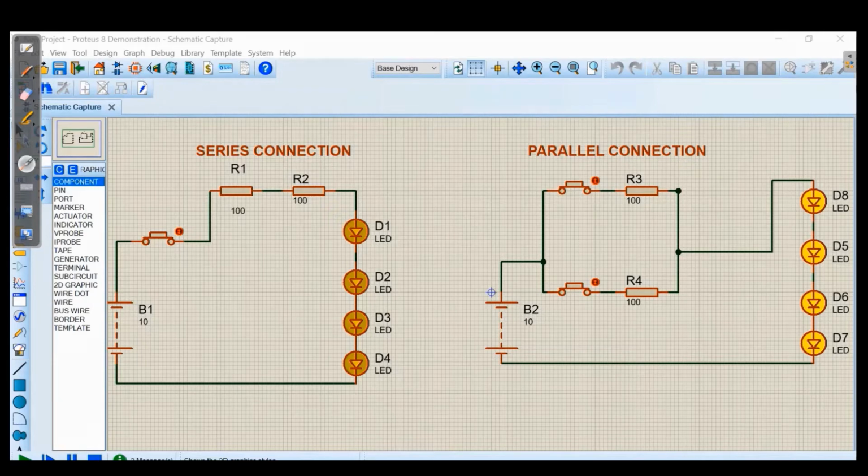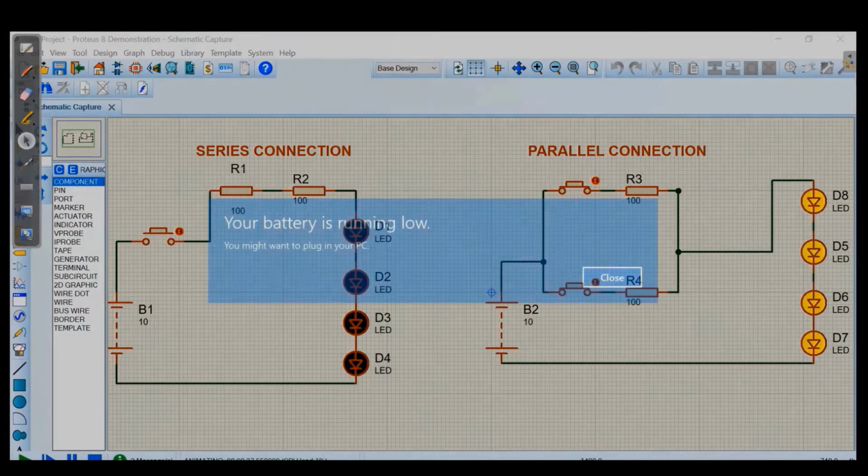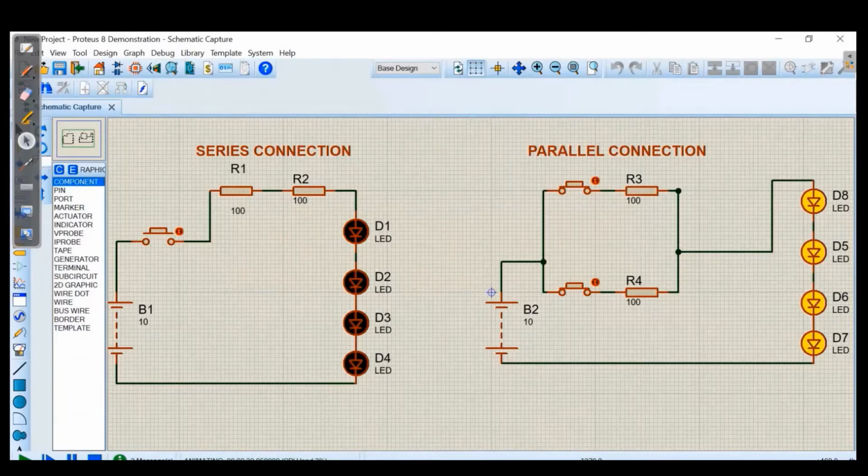Then just look at the switches. We can control all our LEDs by using a single switch in the series circuit, right? If I press the switch, it will turn all the LEDs on and off. That means we cannot control the LEDs individually.